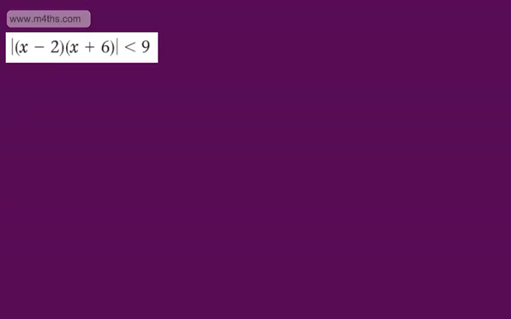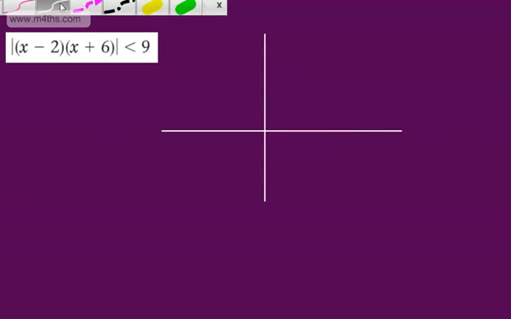Okay, let's look at this one. We've got now the modulus of x minus 2 multiplied by x plus 6 is strictly less than 9. So if we sketch this up, what's this going to look like? This is going to be a parabola. We're going to have a solution at positive 2 and negative 6. So if we put these on just here, that's going to be negative 6 and that one as positive 2.